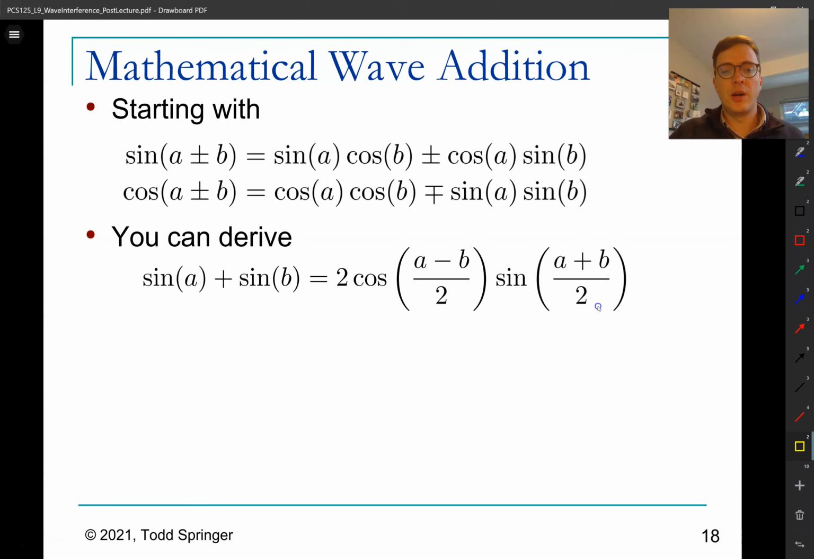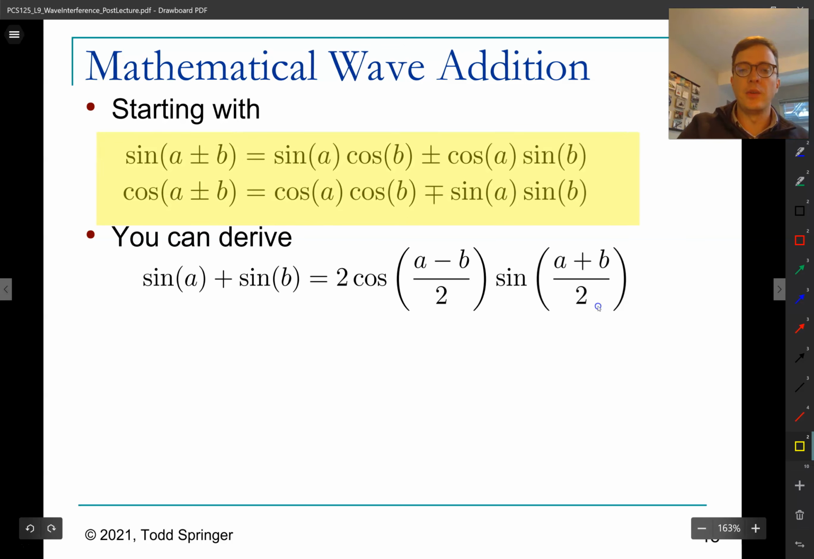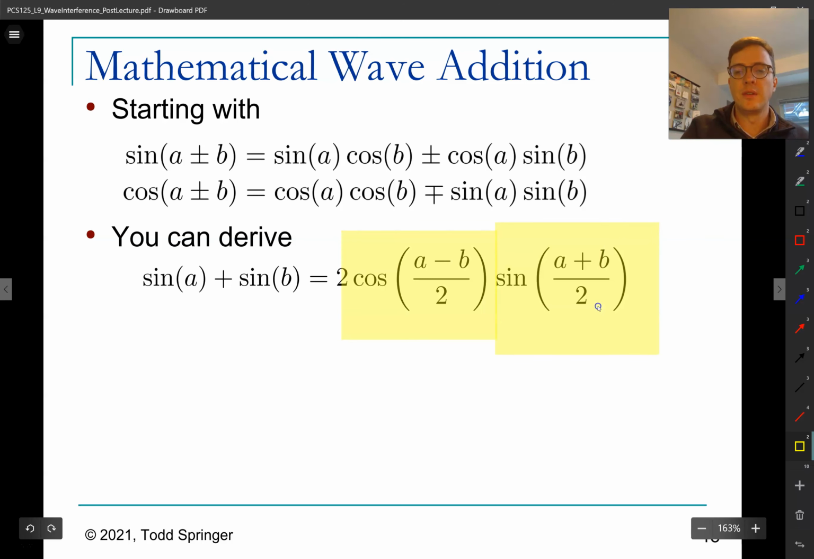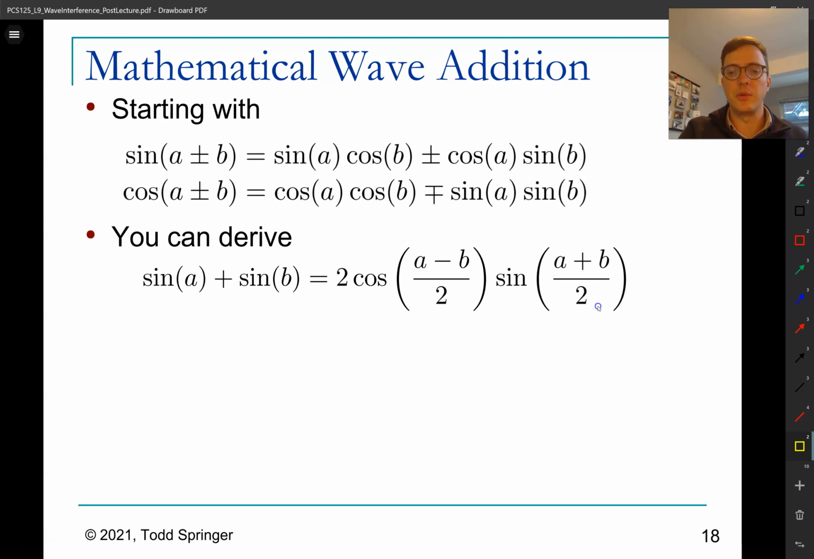Now, I'm not going to show how to do this, but basically you start here and you do some algebra, and you end up with the following identity. There's nothing mysterious about it. It comes from these trig identities and doing algebra on those. Sine of a plus sine of b, the sum of two sine waves, is the product of a cosine and a sine: 2 cosine of (a minus b) over 2, times sine of (a plus b) over 2. So this is a way you can add two sine waves together.